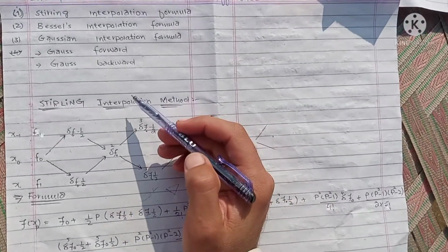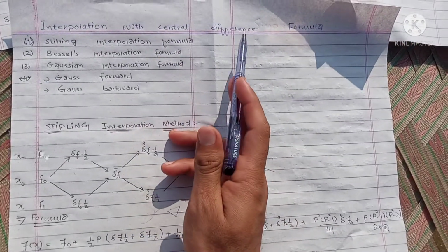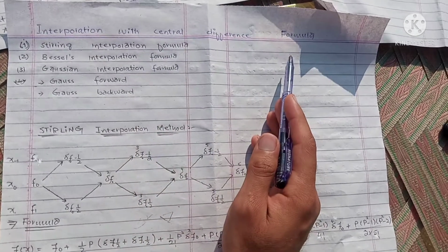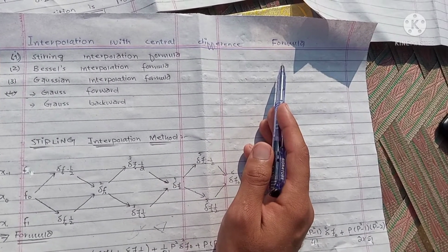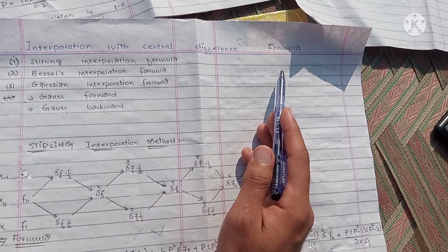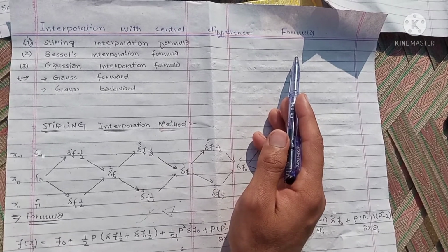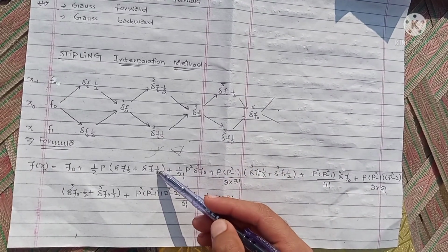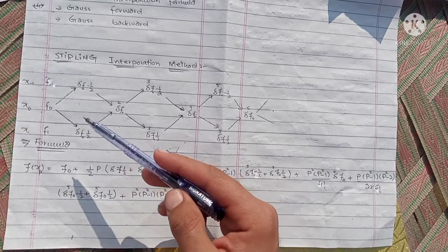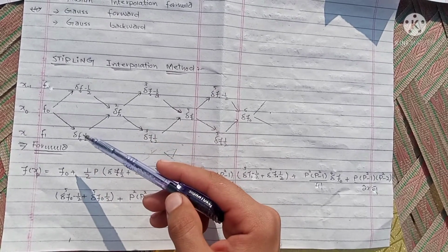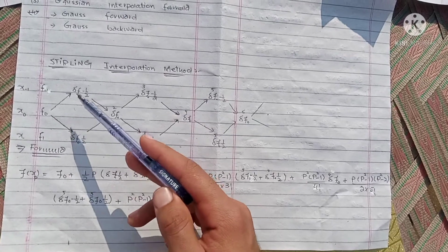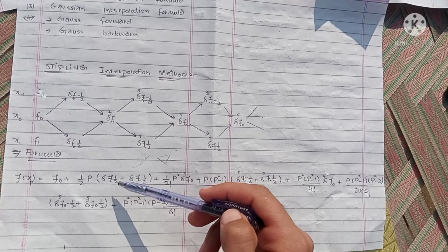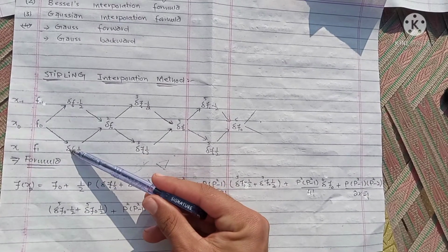Hello guys, today we are going to talk about interpolation with the central difference formula, which is one of the interpolation formulas: forward, backward, central, and there are many like that. It is just like the other formulas, forward and backward, but instead of delta and nabla, we divide into two equal parts and write 1/2, and we use a notation called sigma.